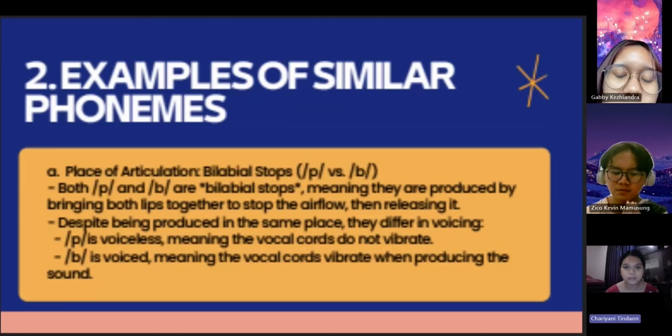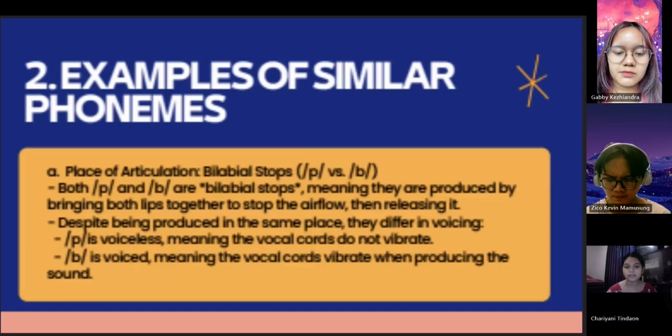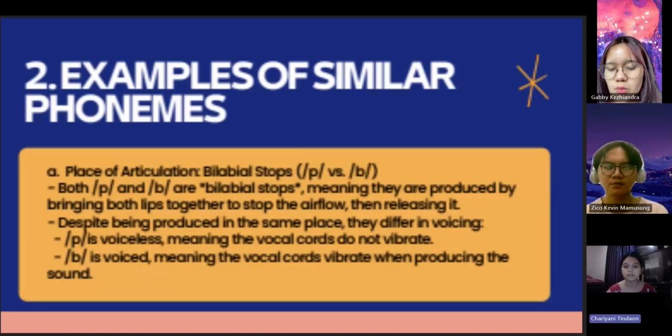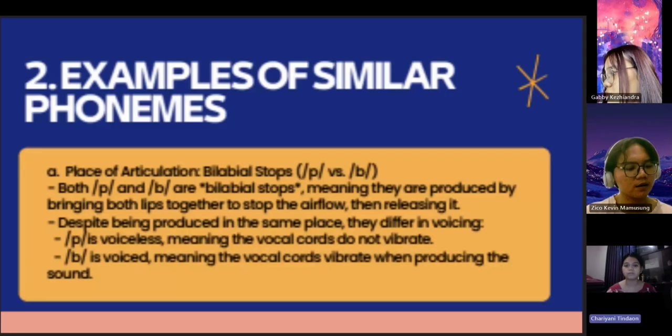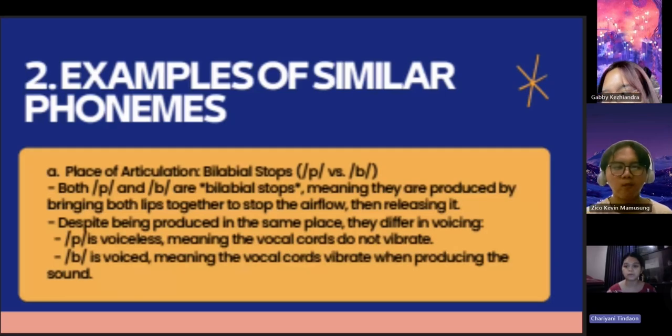Okay. The first example of shared features is place of articulation: the labial stops in P versus B. Both P and B are bilabial stops, meaning they are produced by bringing both lips together to stop the airflow, then releasing it. Despite being produced in the same place, they differ in voicing. P is voiceless, meaning the vocal cords do not vibrate, and B is voiced, meaning the vocal cords vibrate when producing the sound.